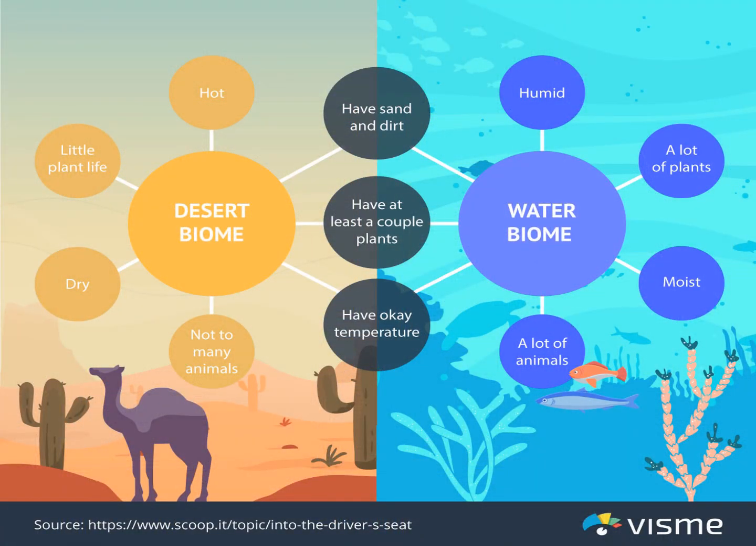When presenting material, when presenting curricula, the use of cognitive organizers can really be a plus if they're used in the right way. Here we're looking at the distinctions between a desert biome and a water biome. So first, look at the individual circles. The desert is hot, the water biome is humid, the desert biome has little plant life, the water biome has lots of plants, and then there are things that they share in common.